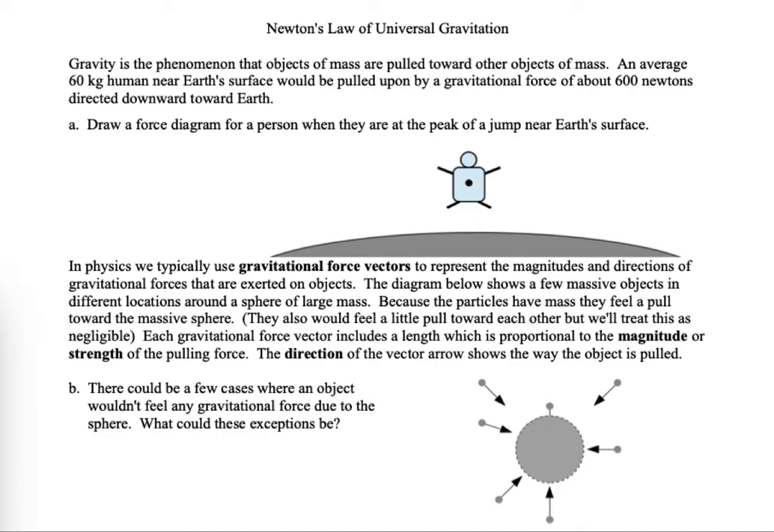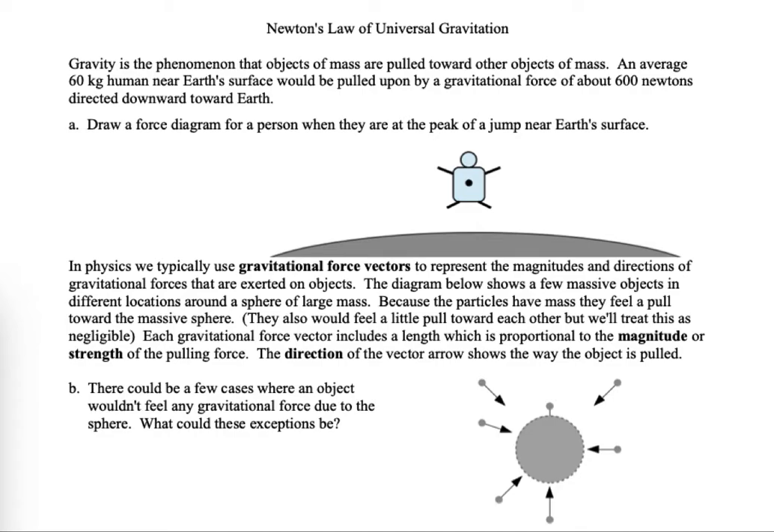I'll give a brief overview here. Gravity is the phenomenon that objects of mass are pulled toward other objects of mass. It's an attractive force. For example, an average 60-kilogram person near Earth's surface would be pulled upon by a gravitational force of about 600 newtons, and it's going to be directed downward toward the center of Earth.